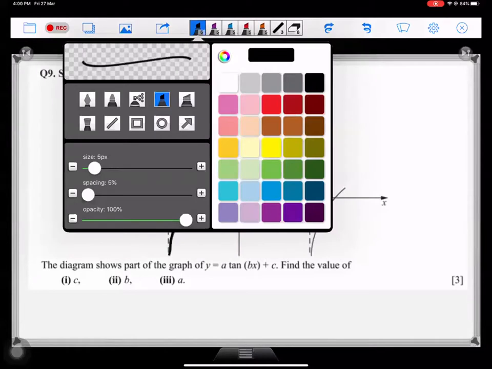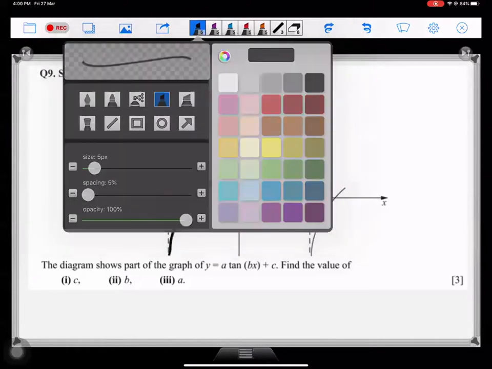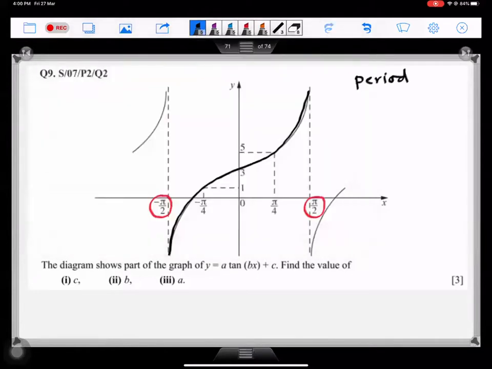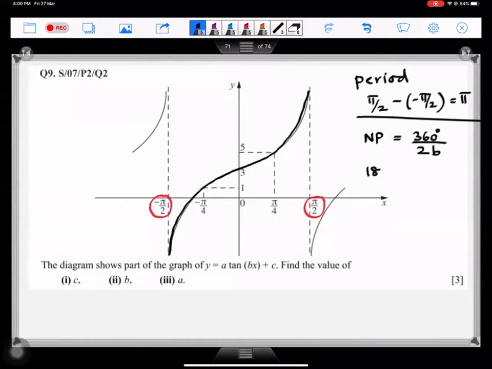So for one cycle, the period is 180 degrees because the difference between 90 and minus 90 is pi. Pi by 2 minus minus pi by 2 comes out to be pi. And isn't that the rule for an original tangent? That means the new period is 360 degrees divided by 2k. In this case, k is replaced with b. New period is 180 degrees, that is 360 degrees divided by 2b. Therefore, b comes out to be 1.